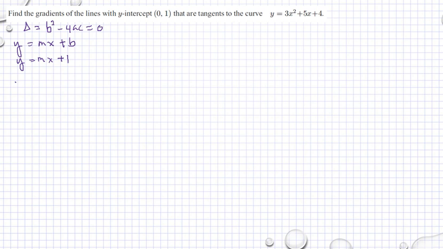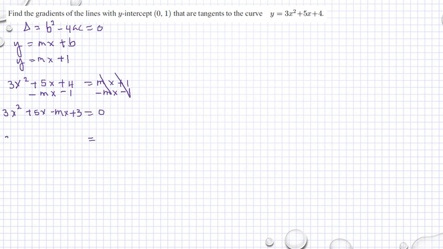If we equate them, we have 3x squared plus 5x plus 4 is equal to mx plus 1. If we subtract mx and 1 from both sides of the equation, the right-hand side is 0. Then we have 3x squared plus 5x minus mx plus 3.